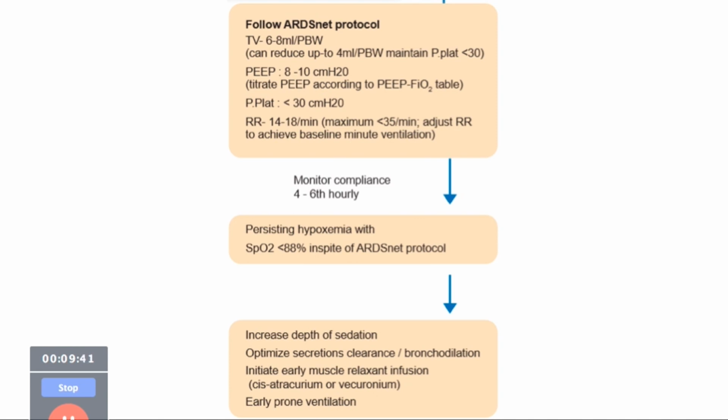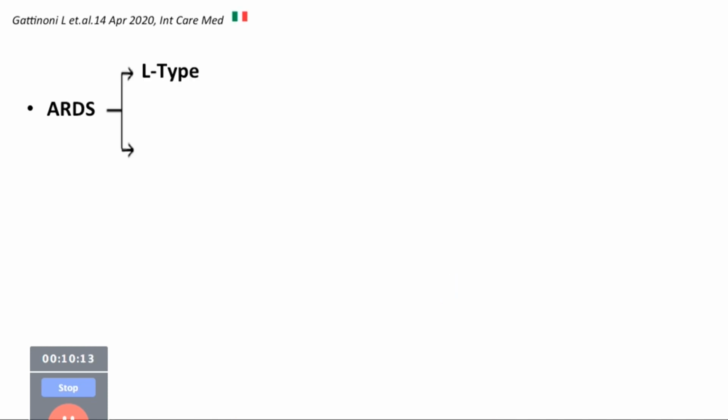And if there is a wheeze, you have to do good bronchodilation, and you may have to start muscle relaxation, with either cisatracurium or vecuronium, and keep him completely sedated and paralyzed to achieve better saturation. And at this stage, where you have brought down the tidal volume to 4 ml, optimized the PEEP, done good bronchodilation and optimized the sputum clearance, you may have to consider prone ventilation. This prone ventilation has to be done sooner rather than later.